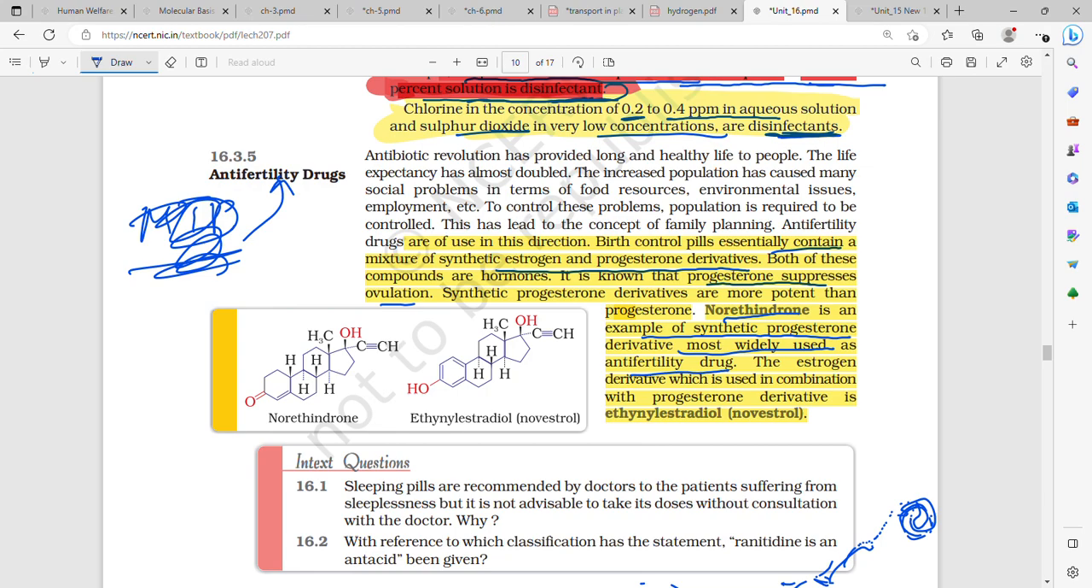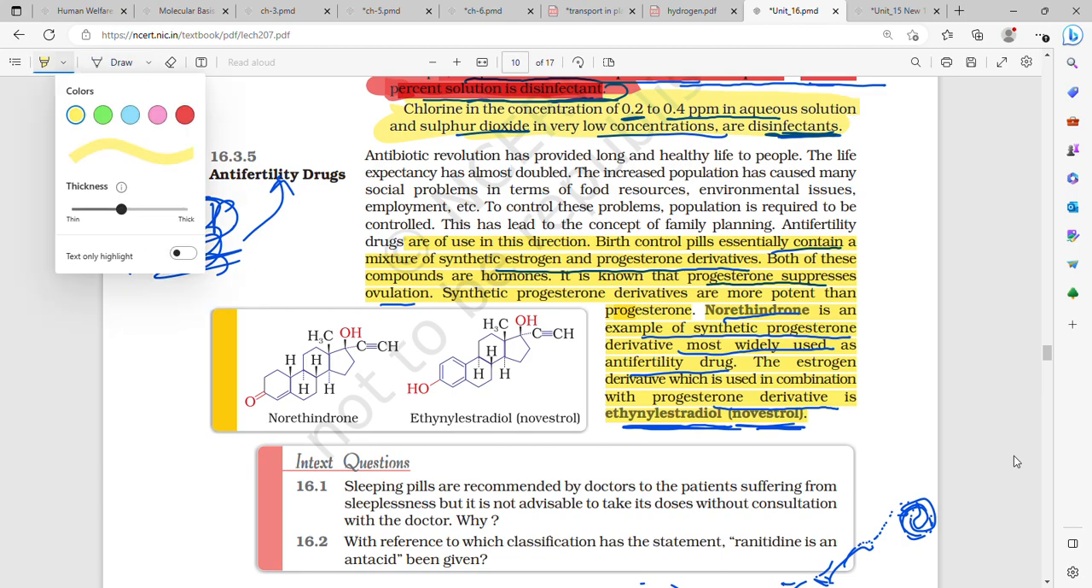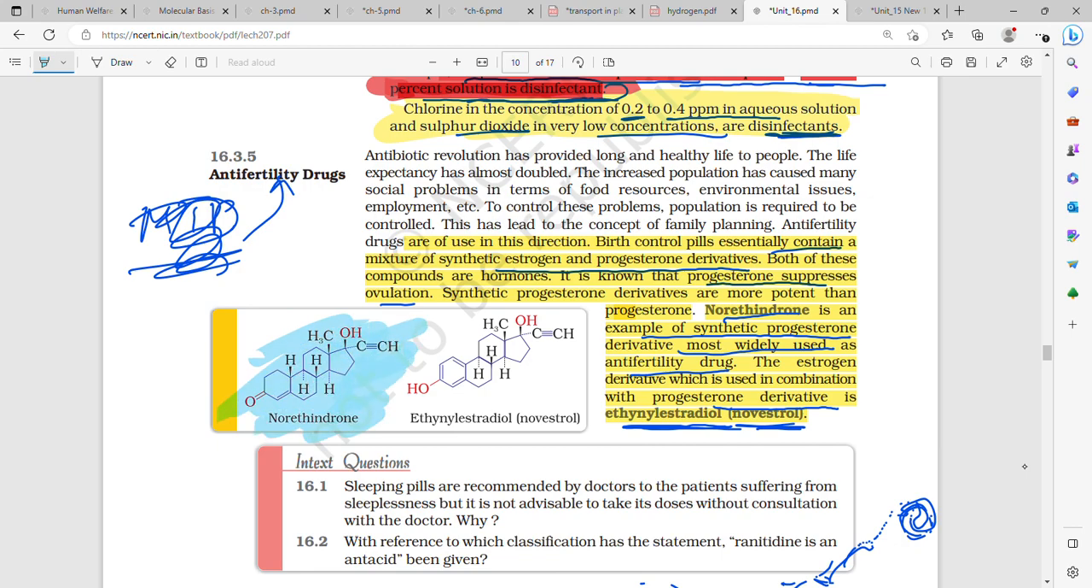So basically, if ovulation won't happen, then fertilization won't happen. Then zygote will not be formed, then embryo will not be formed, implantation won't take place. So with birth control pills, estrogen and progesterone, your initial process, ovulation, itself is stopped. The estrogen derivative used in combination with the progesterone derivative is ethinylestradiol or mestranol. Norethindrone is a synthetic progesterone derivative, and this is an estrogen-progesterone derivative combination anti-fertility drug.